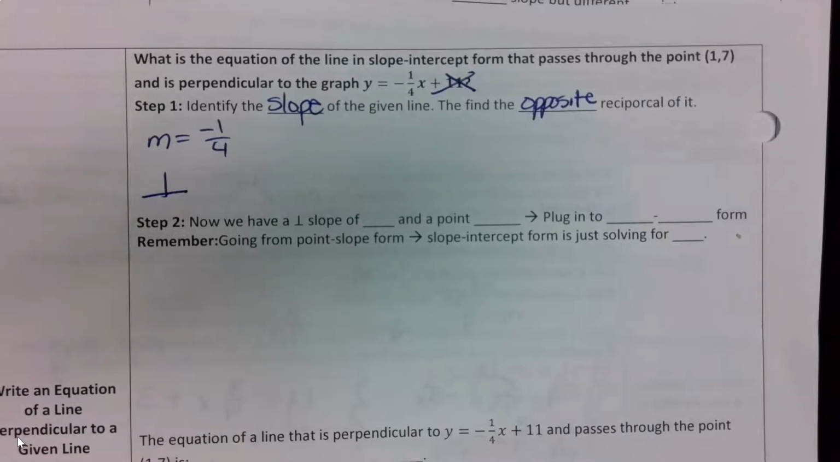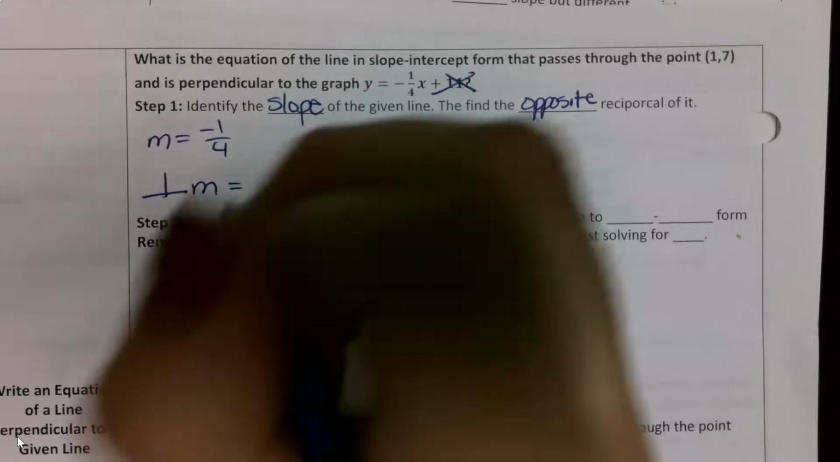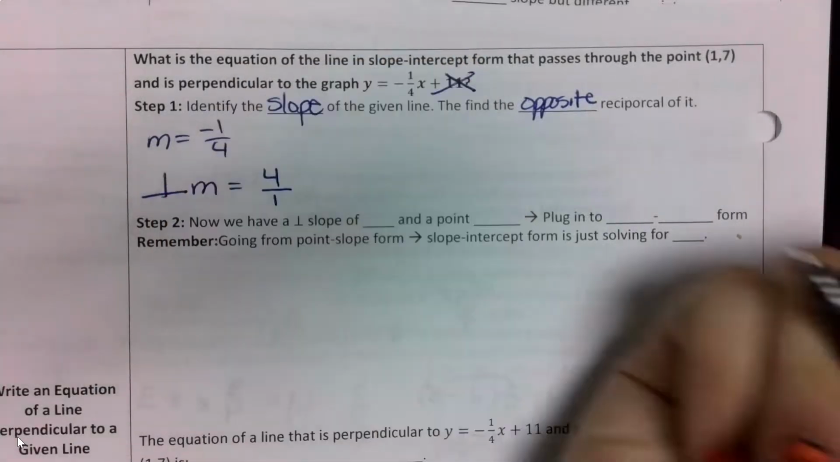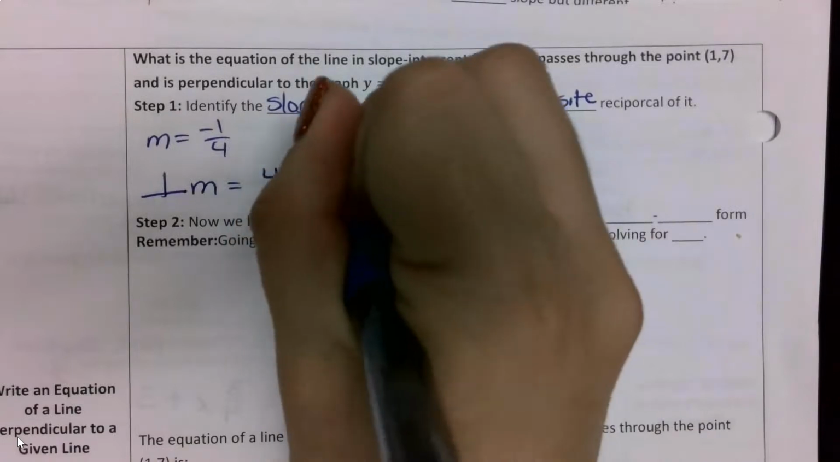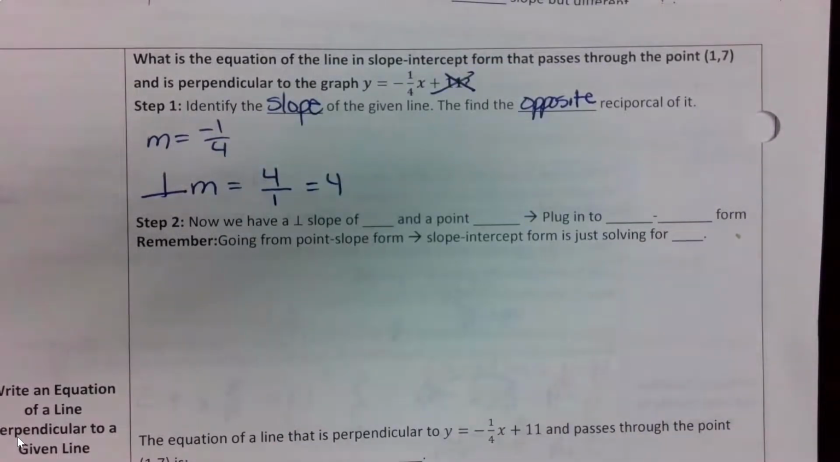I first want to find my perpendicular slope before I even plug in. The reciprocal of 1 over 4, so what's my reciprocal there? 4 or 4 over 1. So if I have 4 over 1, that just simplifies to regular 4. So my perpendicular slope is 4.